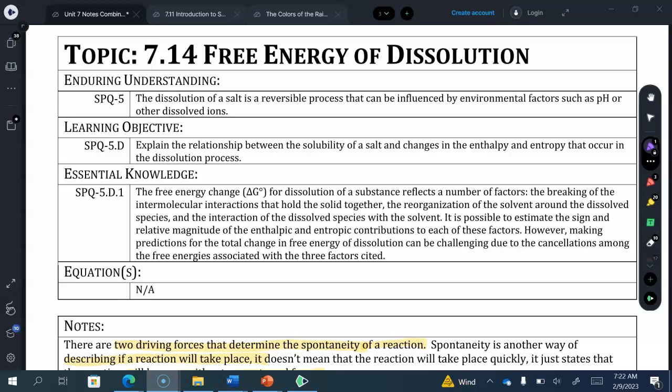Hello everyone, welcome to topic 714, free energy of dissolution. By the end of this, you should be able to explain the relationship between the solubility of a salt and changes in enthalpy and entropy that occur with the dissolution process. Please note that we will come back to this and look at it in more detail in a future unit. I believe it is unit 9.